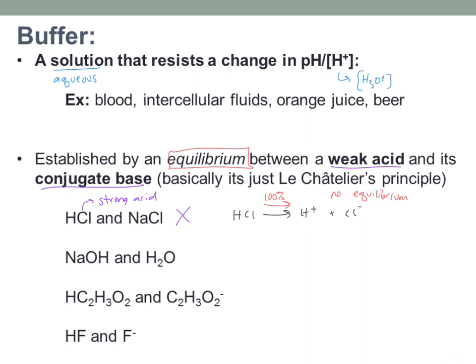Similarly, if I go to the second one, I've got sodium hydroxide and water. Sodium hydroxide is a strong base, and water is its conjugate, so that's also not going to be a buffered solution for similar reasons. If I look at NaOH in water, not an equilibrium. It just completely dissociates to give you Na plus and OH minus, and that's a one-way reaction also.